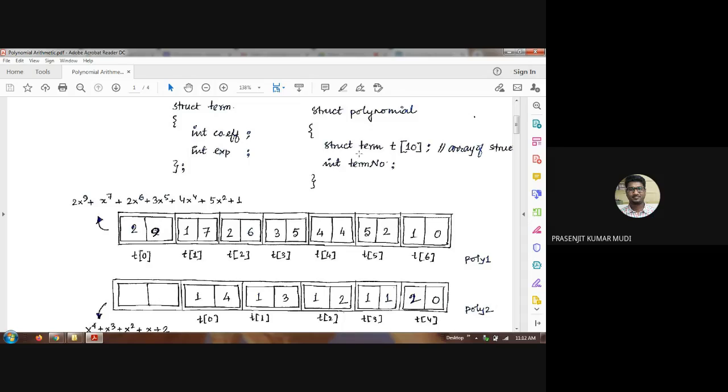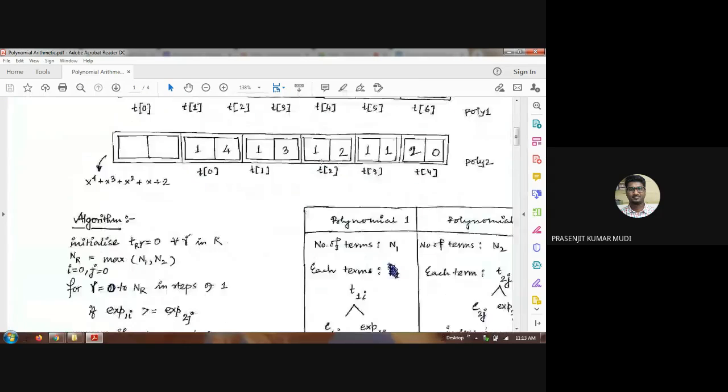Next, int term number. This is another piece of information we want to have inside a polynomial. So this entire one-dimensional array, along with this term number, becomes another structure, and that structure's name is polynomial. This is the structure definition: struct term t, so the first line means this one-dimensional array, along with int term number. Together it defines the structure of a polynomial.